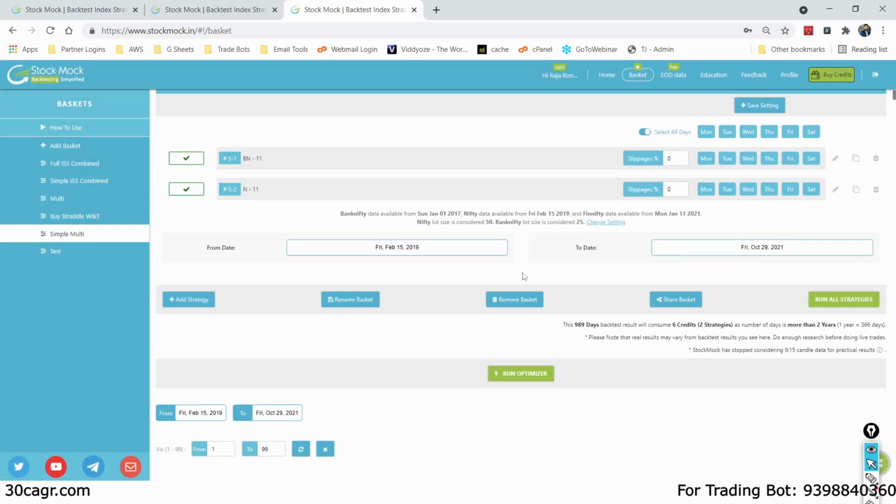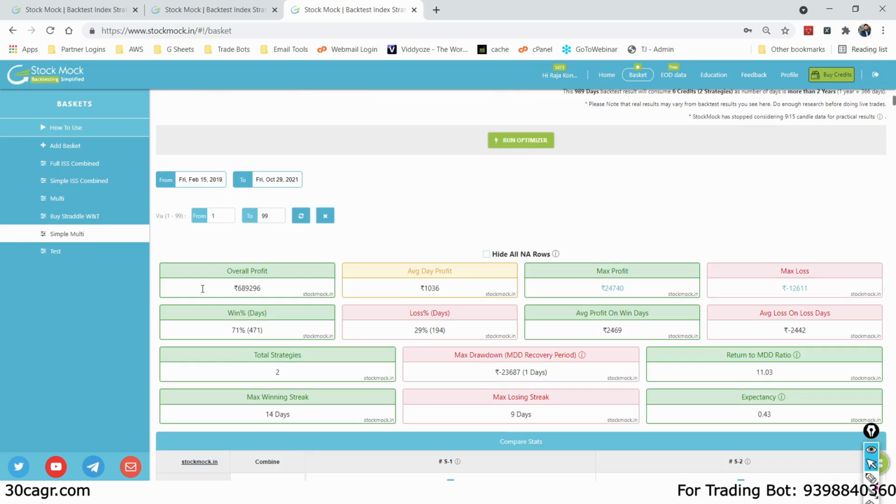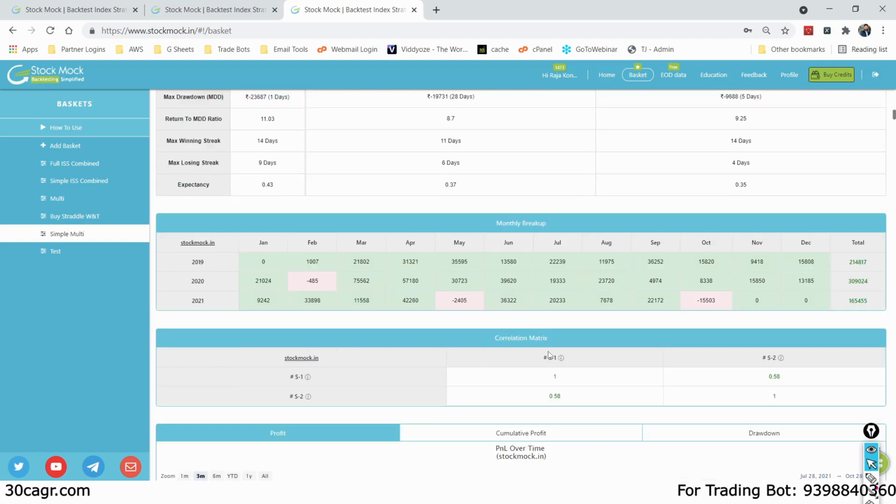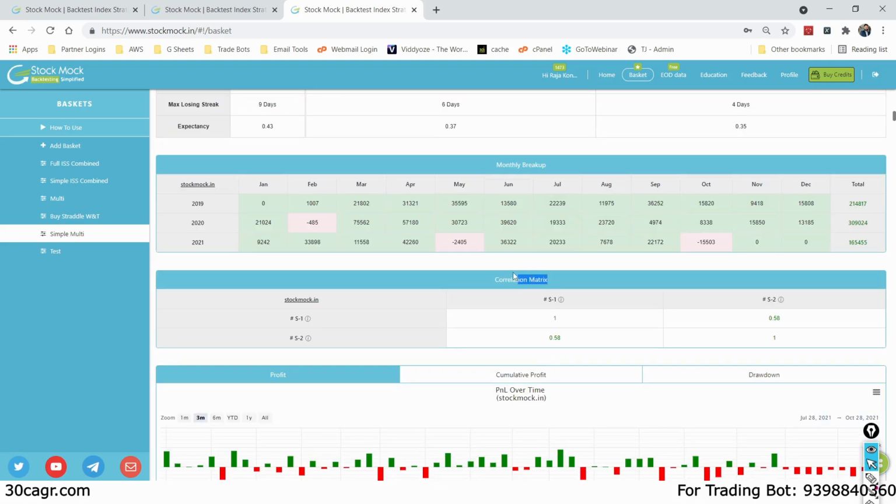All right. Now, I have results with me. This generated a massive 7 lakh profit, and the drawdown came down further. Very good. It's only 24,000, right? Return to MDD ratio is 11 and expectancy is 0.4. Now, what I want to tell you is Nitish has given us a very important option here called correlation matrix.